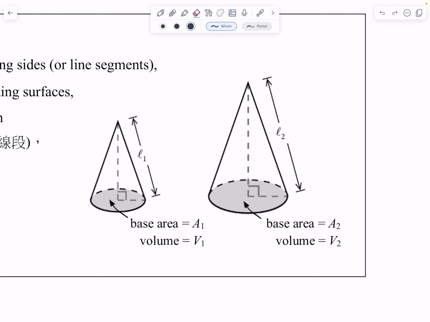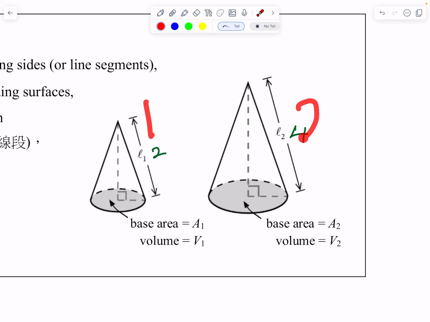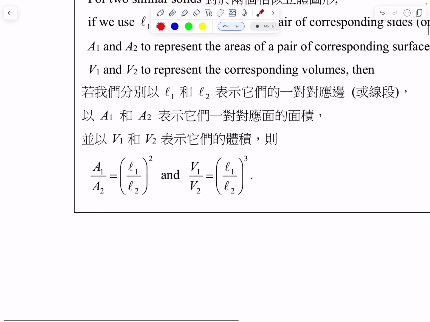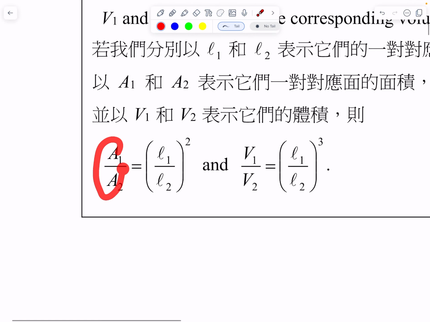Now if I have this as 2, this as 4, the sides ratio is basically getting double. So if this is 1, this will be 2, like that. That's how the sides will increase. But of course, our main target is always the area and the volume. Will the area also become double? Will the volume also become double? No, we have a formula for it, okay? Area ratio will be sides ratio squared. And the volume ratio will be sides ratio cubed.